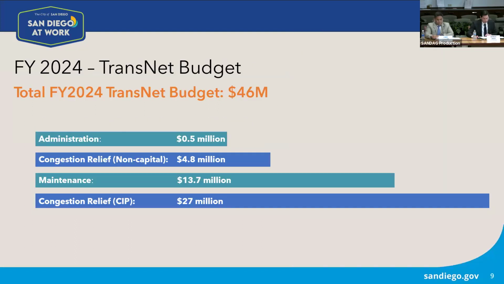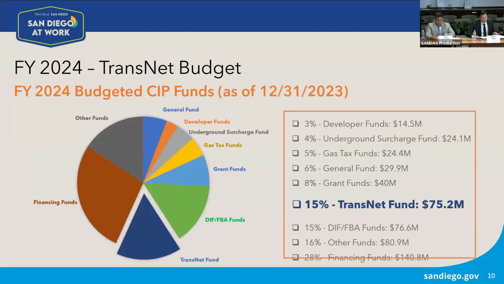For the current fiscal year, the total estimated TransNet revenue is 46 million. Following the 30%, 70% rule, 13.7 million is budgeted for maintenance activities and 31.8 million for congestion relief, with the majority of that funding in the capital improvements program, which makes up 27 million, or 59% of the total budgeted amount. TransNet is a major funding source in the Transportation Department CIP, as we can see on the next slide.